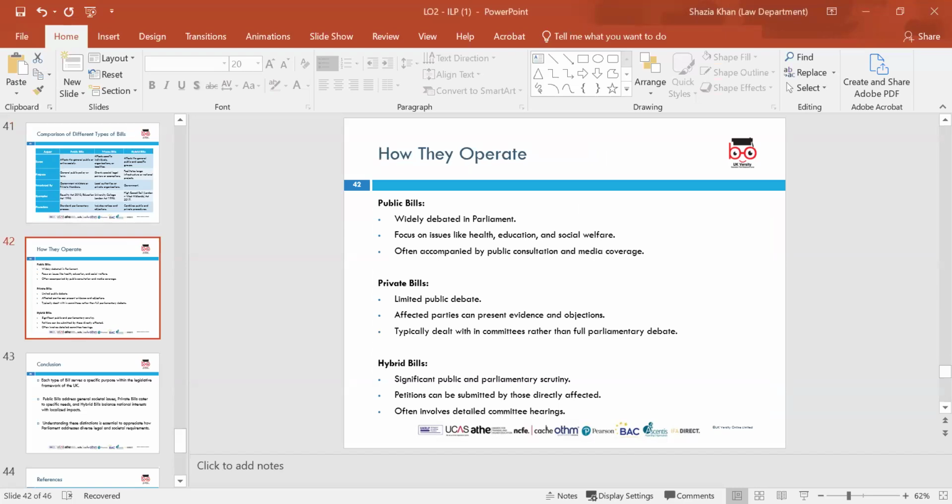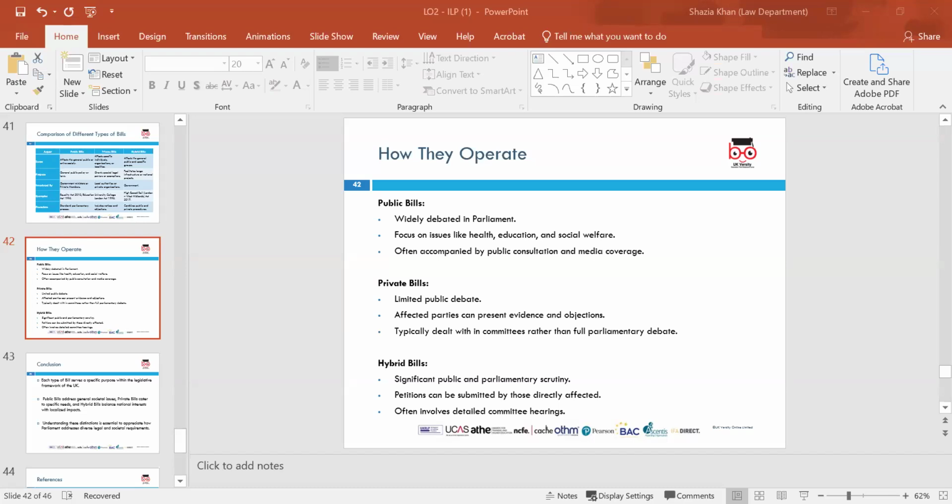So how they operate. A bill is a proposed law which is introduced into Parliament. Once the bill has been debated and approved by each House and received royal assent, it becomes a law, as we mentioned. So you've got public bills, which are widely debated in Parliament, and they are focused on issues like health, education, and social welfare.